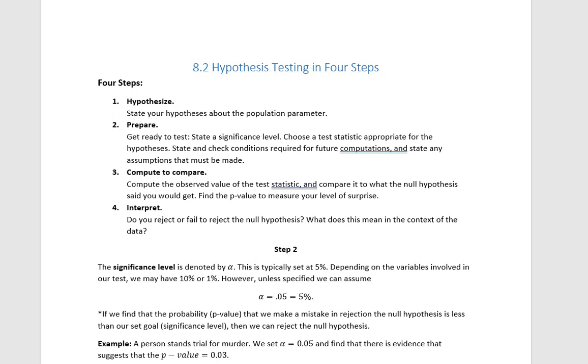After that, you're going to prepare. That's when you get ready to test. You're going to state your significance level first, then choose the test statistic appropriate for your hypothesis. In our case, that's going to be the z-test statistic, since that's the only one we have so far. Then you're going to state and check the conditions required for future computations and state any assumptions being made. When we are checking the requirements, that's checking the central limit theorem. That means that you have at least 10 successes and 10 failures, that your sample size is large enough, and that your population is large enough, and that it was random.